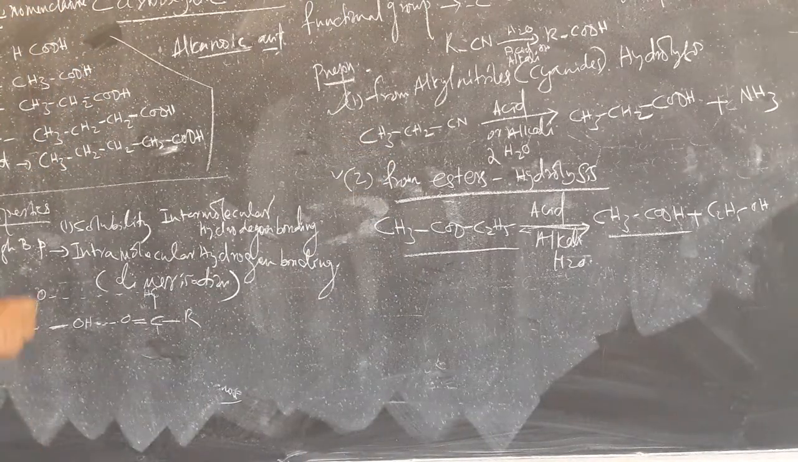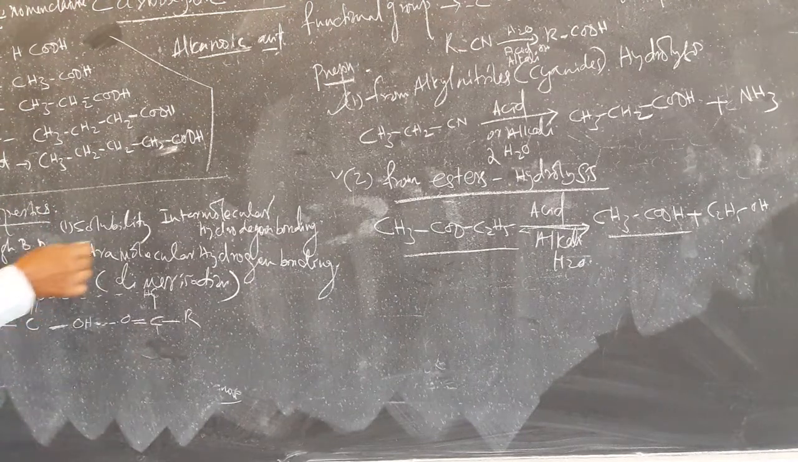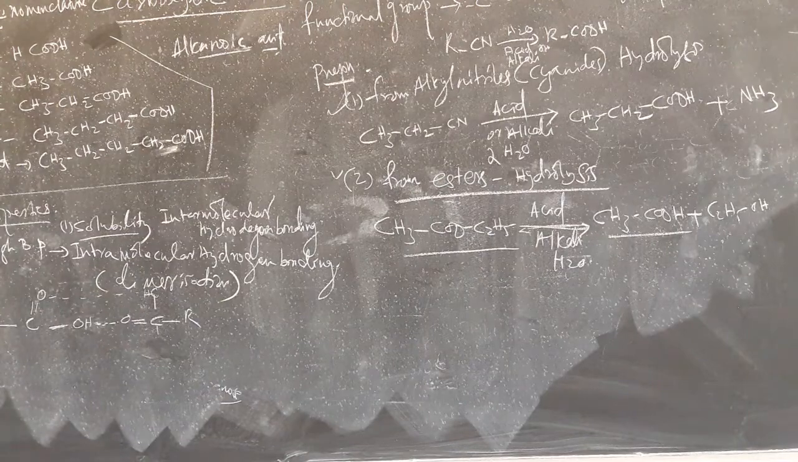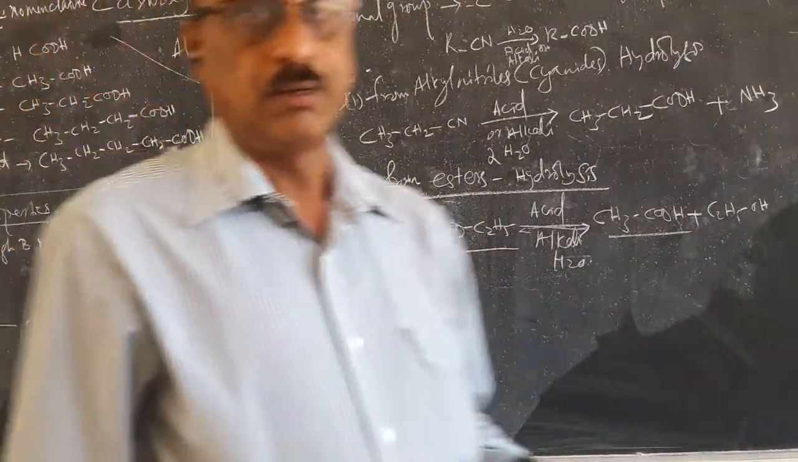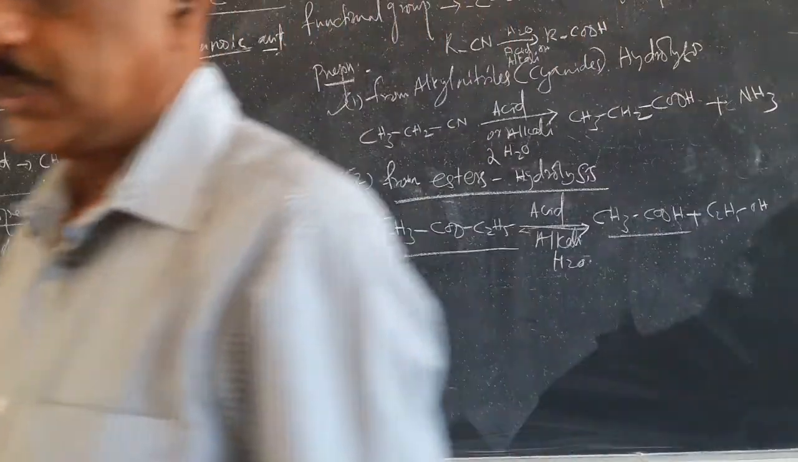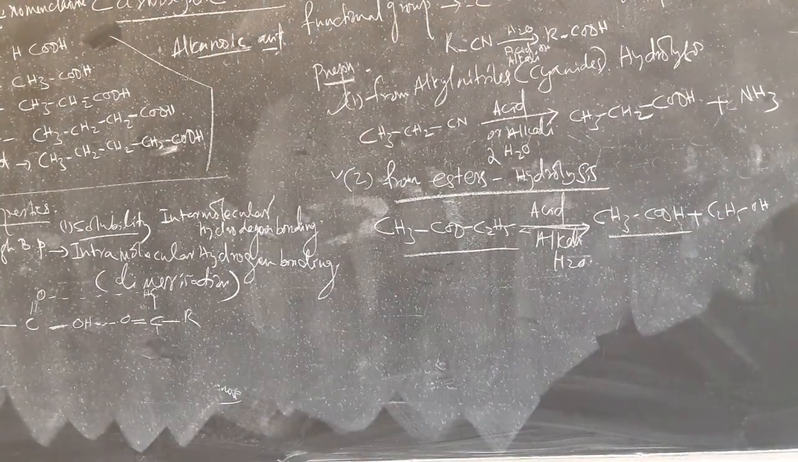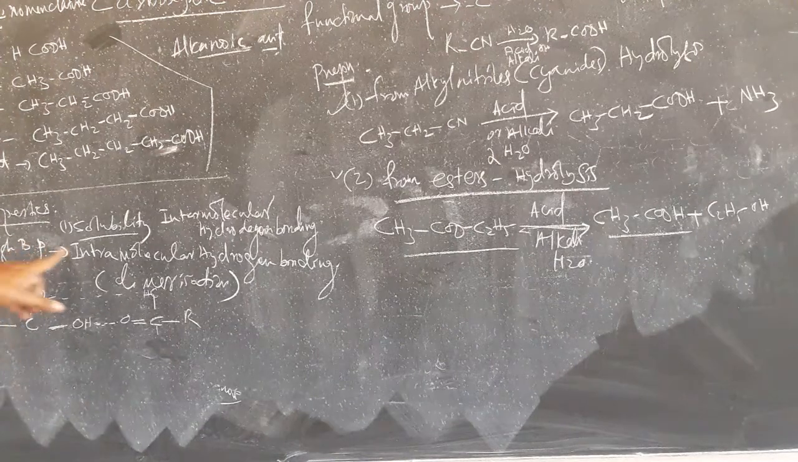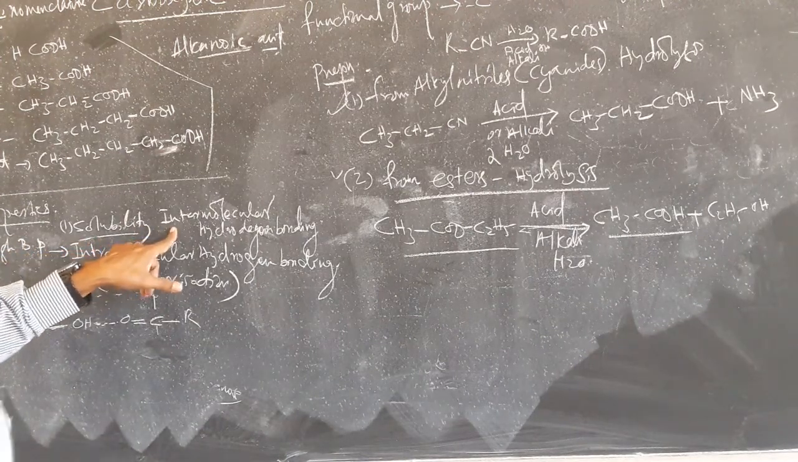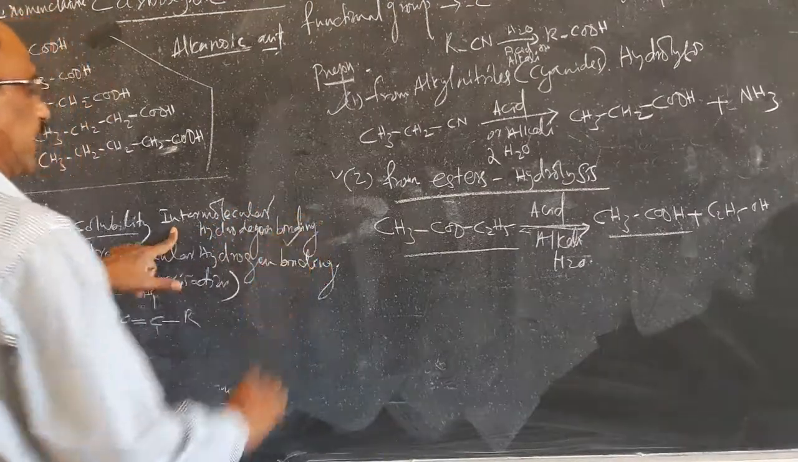And then I have to go to the physical properties of this. The main physical property is solubility. The solubility of the acids can be explained by taking the hydrogen bonding. So due to hydrogen bonding, the first physical property is solubility. Here we can study the intermolecular hydrogen bonding.